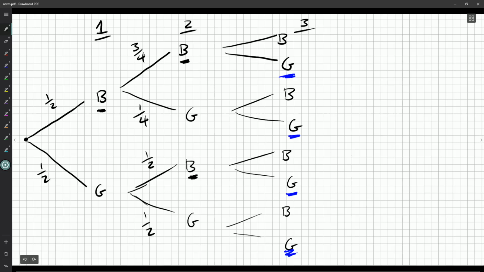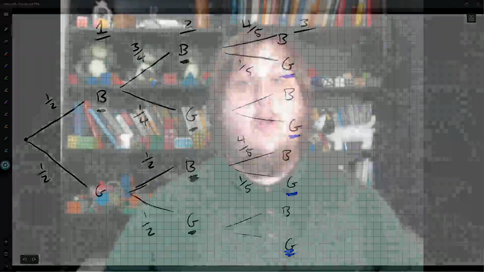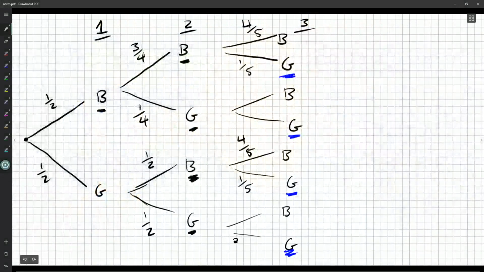Now, if I pick a black one from box 2 and move that into box 3, box 3 now has 1 gold and 4 blacks. And so the probability of me getting a black is 4 out of 5. And that happens regardless of what happened with box 1 or box 2. And only 1 out of those 5 marbles is gold. Now, if I pick a gold one and add that to box 3, now box 3 has 2 gold and 3 black. So 2 out of the 5 marbles are gold, 3 out of the 5 are black. But again, it doesn't matter which scenario we're in. It's still 2 out of 5, 3 out of 5.